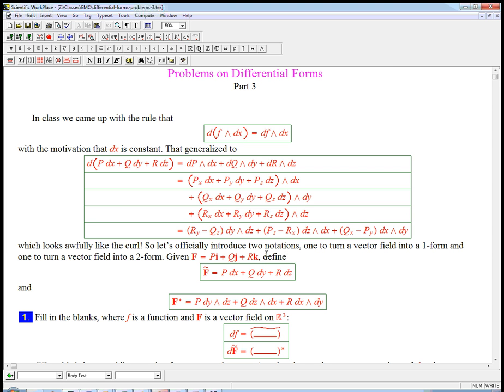So we start with a vector field, and we can either turn that into a 1 form or a 2 form. And it really depends on what we're going to do with it. We turn it into a 1 form if the purpose is a line integral, like work, for example. We turn it into a 2 form if our purpose is a flux integral.